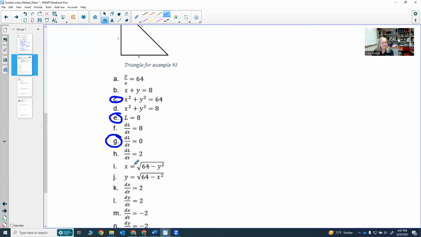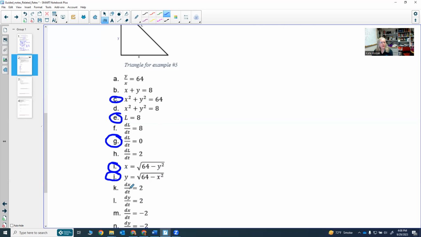I is X equals the square root of 64 minus Y squared. If you took C, the Pythagorean theorem, and solved for X, you would get the square root of 64 minus Y squared. So that one does in fact work. J is Y equals the square root of 64 minus X squared. If you took the Pythagorean theorem and solved for Y, you would also get the square root of 64 minus X squared. So that one also works.